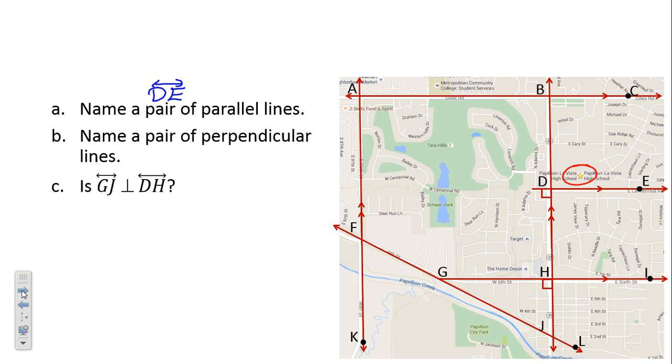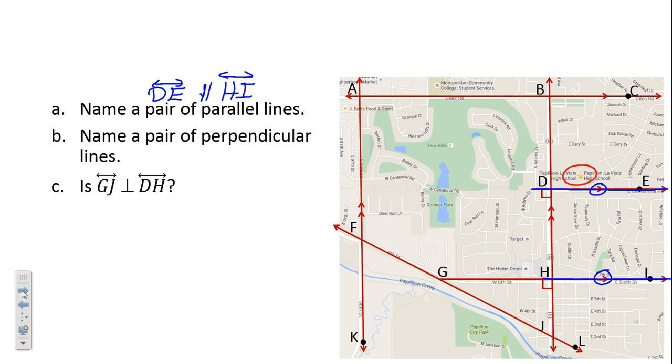Line DE and line HI. Everybody agree? Okay, DE looks like this. HI looks like this. Are they parallel? Absolutely. And in our geometry book, when they want us to know that lines are parallel, they will have an extra arrow in the middle of that line denoting that they are parallel.